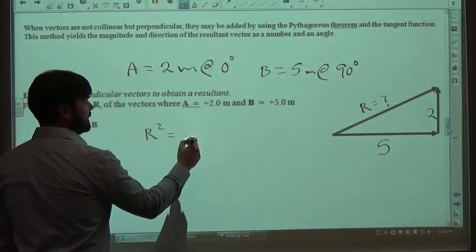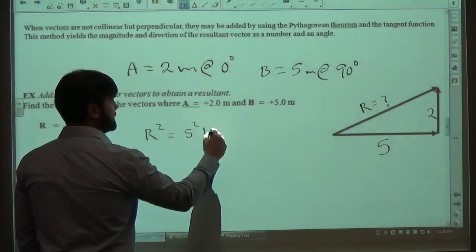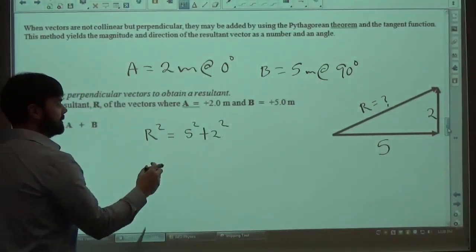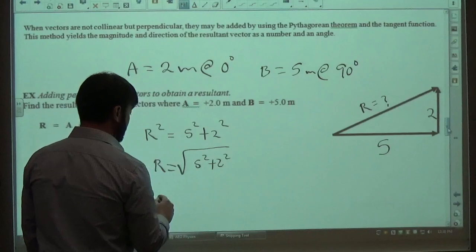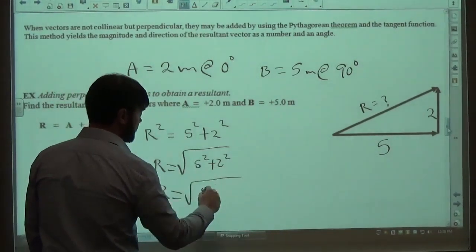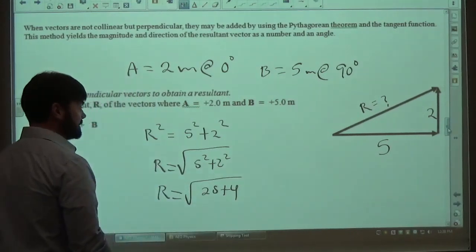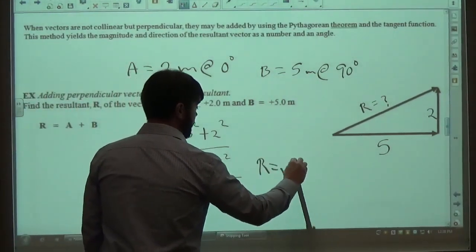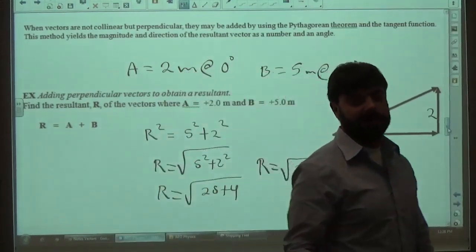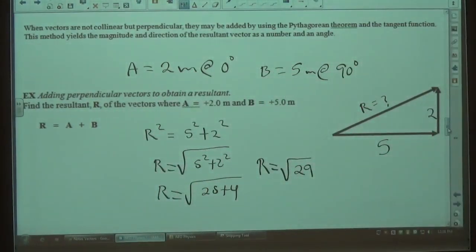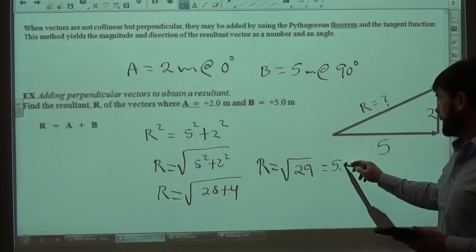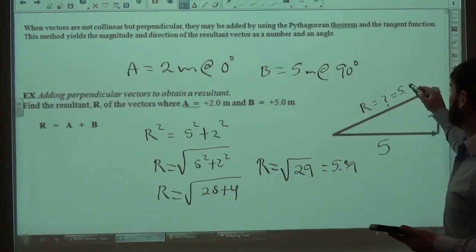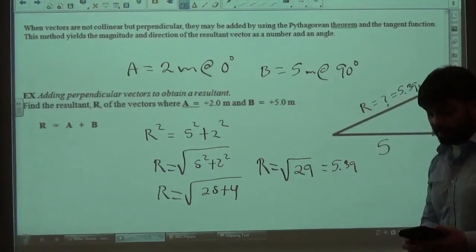Again, I know that R squared would be equal to 5 squared plus 2 squared. And if I want to take the square root of both sides, I know that R would be equal to the square root of 5 squared plus 2 squared. And that puts R being equal to the square root of 25 plus 4, which really tells me that R is equal to the square root of 29. And again, 29 is not a perfect square. However, we can still figure out the value of it. It's larger than 5 and less than 6. So this one gives me 5.39 approximately. And again, if this is meters, that's what we end up with.